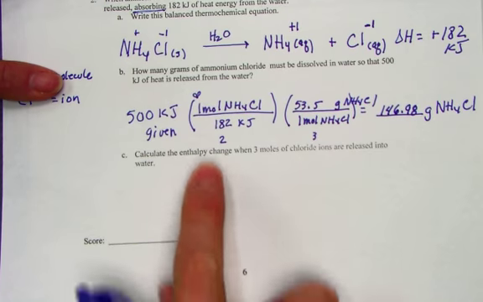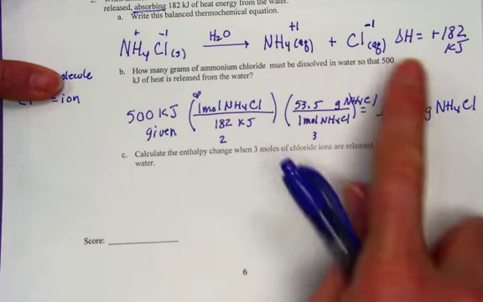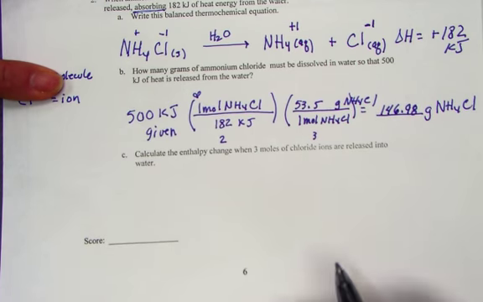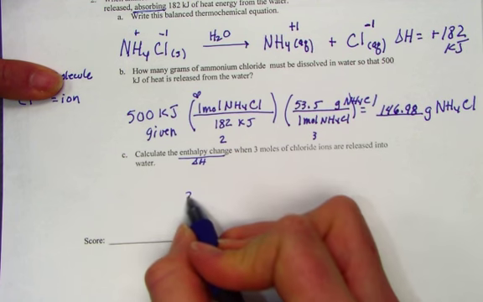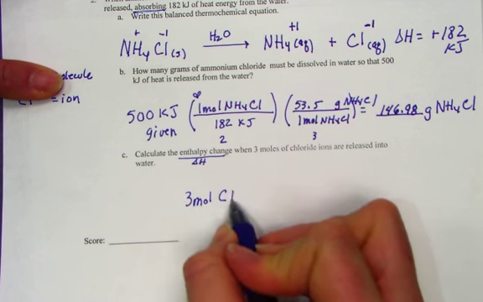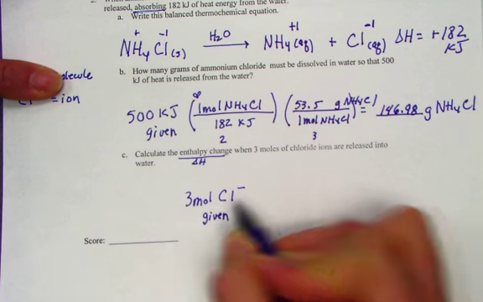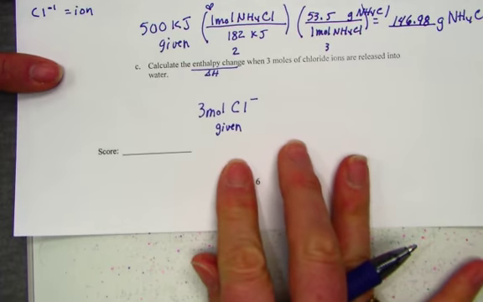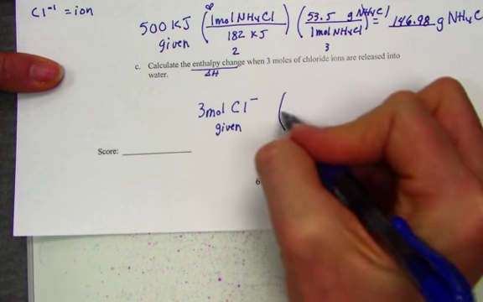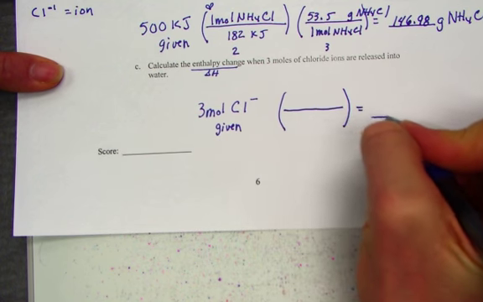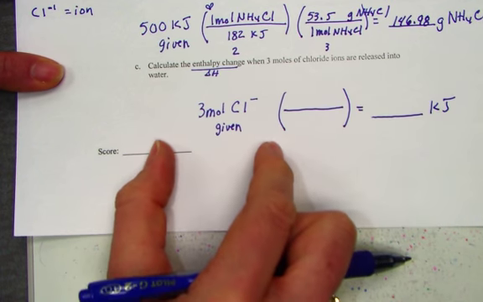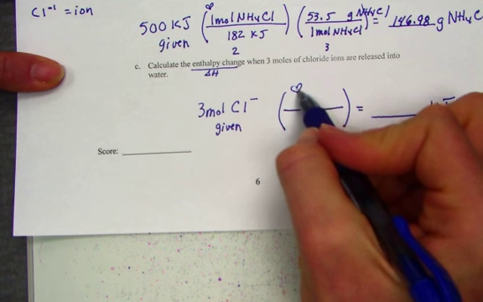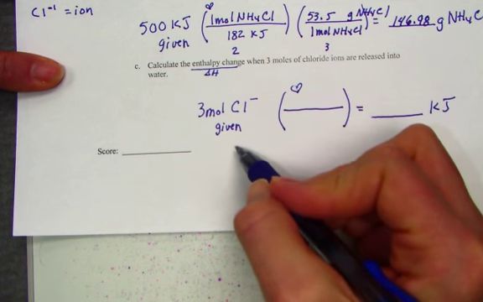In our letter C, again a stoichiometry problem still sticking with that original equation, we'd like to know the enthalpy change, and enthalpy is just what we call delta H, when 3 moles of chloride ions are given. The chloride ion is given, and we want to know the enthalpy change. We're already in the heart of our problem. Given the number of moles, we don't need a first step. It's simply a one-step conversion since we're already given the mole unit.